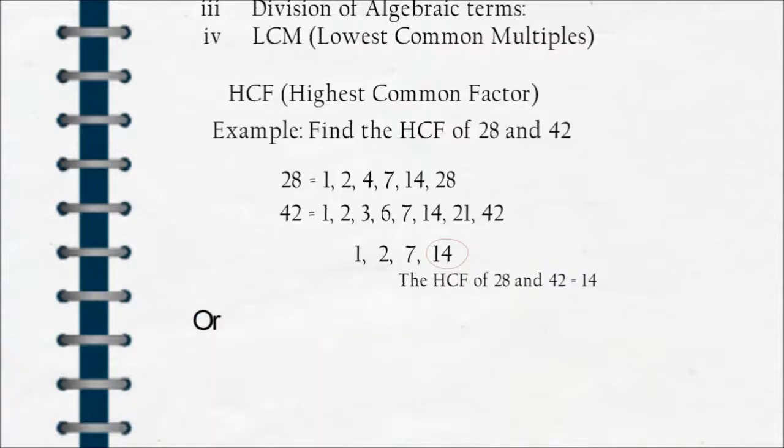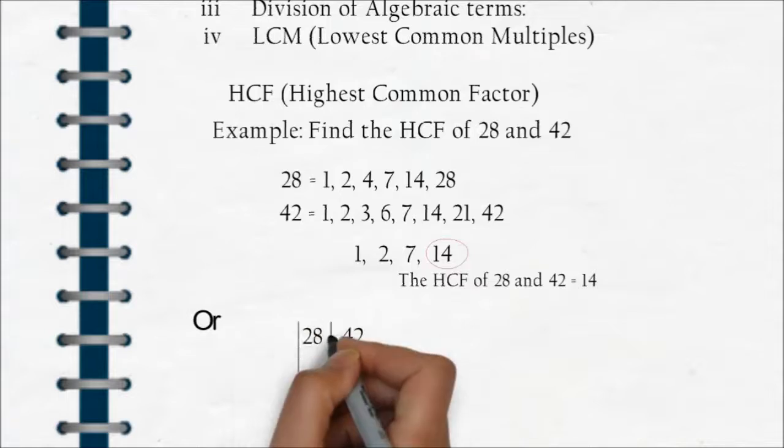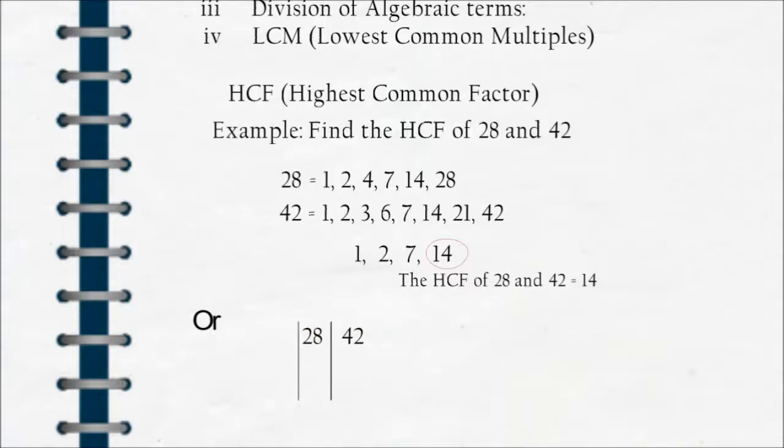Now, the traditional way we know how to do this is to use our division method. We place 28 side by side with 42. Then we divide. Alright, so if we look at 28 and 42, the least common factor that can divide both of them would be 2. So beginning with 2, we use 2 to divide 28 and we have 14. The same 2 to divide 42 and we have 21.